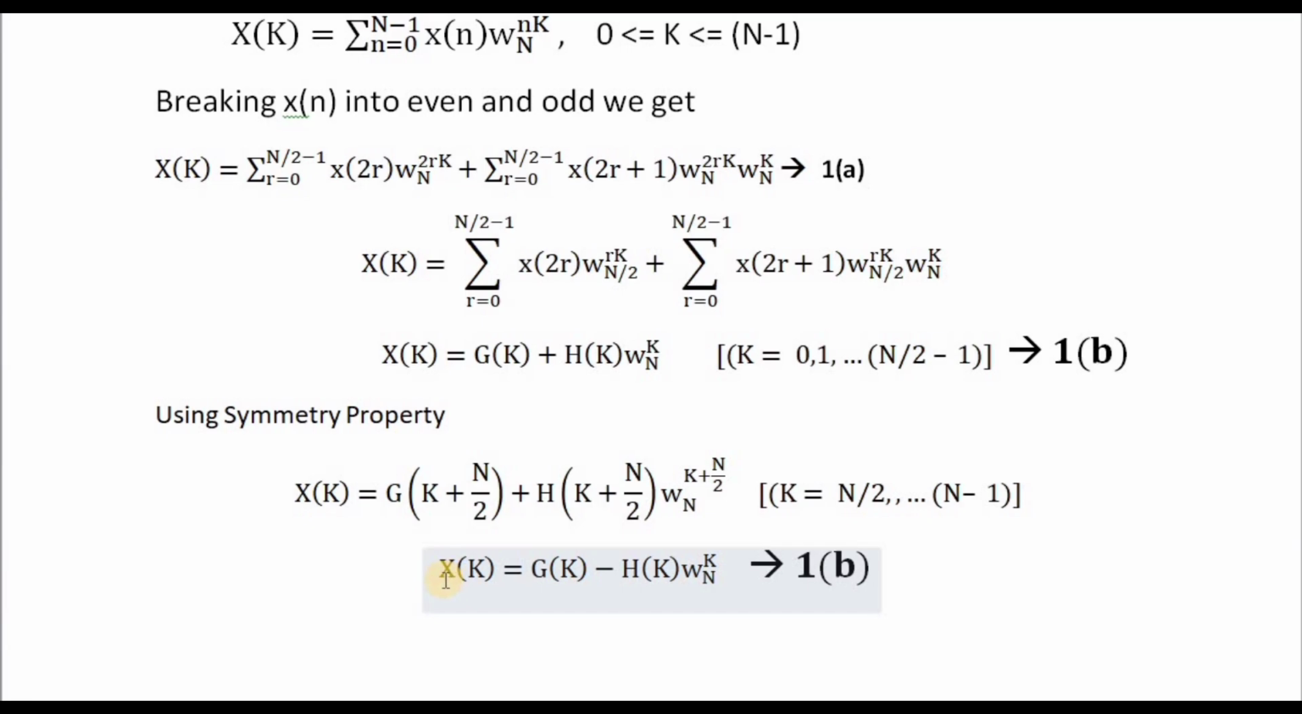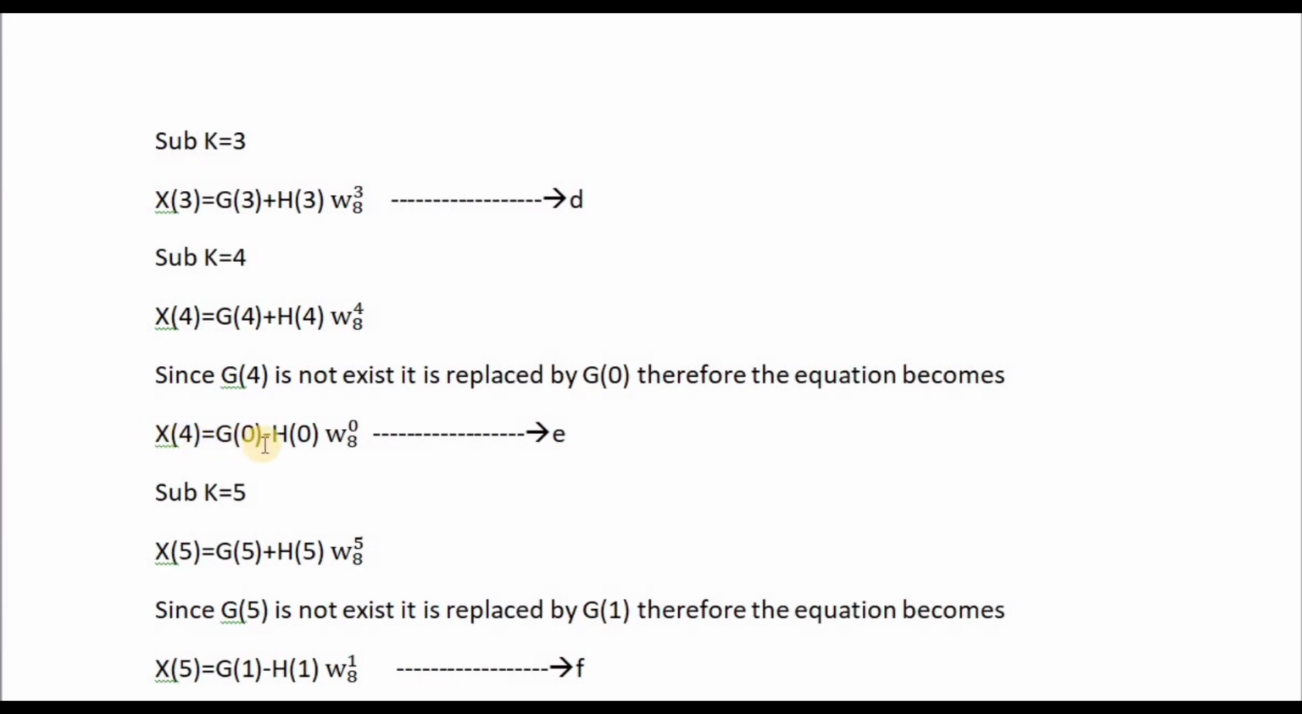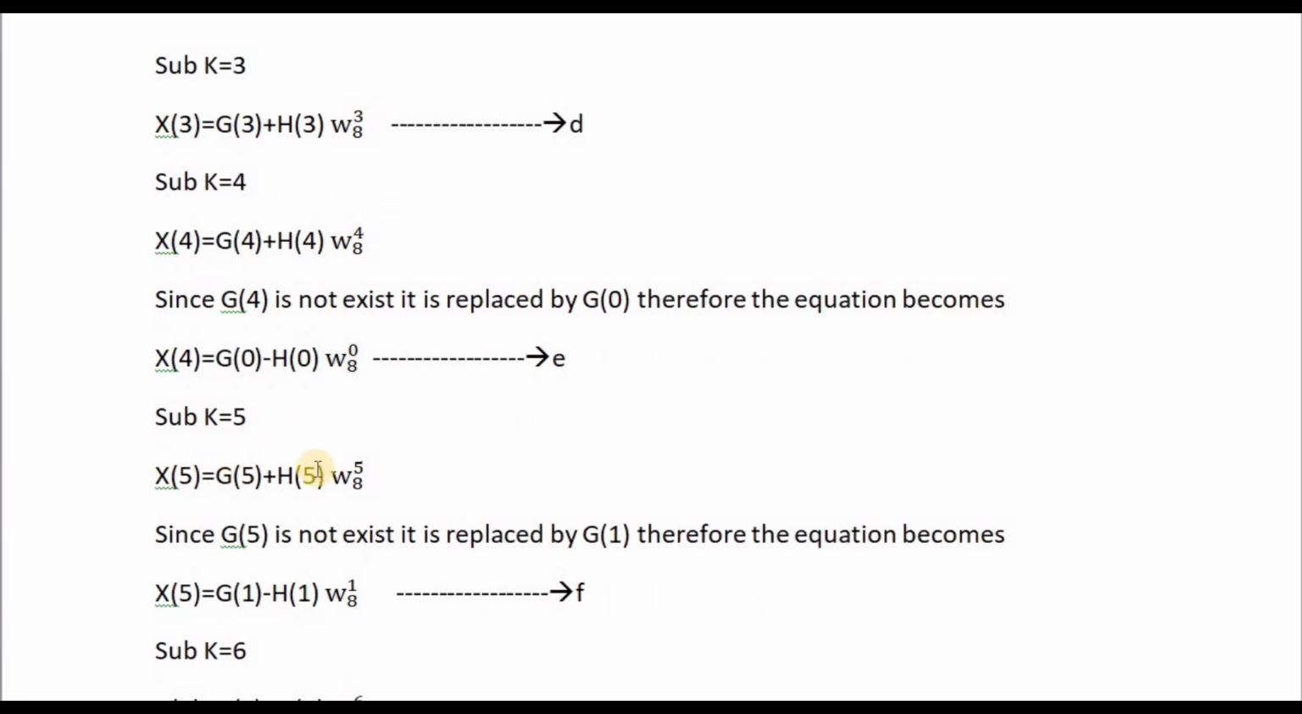So for x of 4, it is equal to g of 0 plus 4. So I can write x of 4 is equal to g of 0 minus h of 0, w8 of 0. Similar way, if I substitute 5, I will get this equation, but you have to write 1 plus 4. And w8 of 5, I can write it as w8 of 1 into w8 of 4. So w8 of 4 is nothing but minus 1.